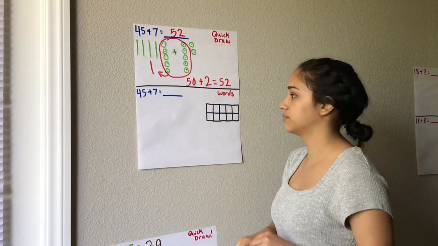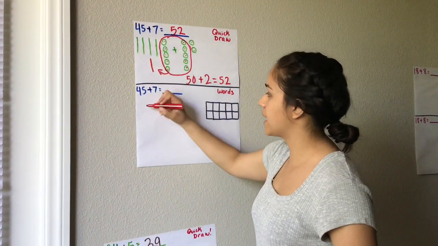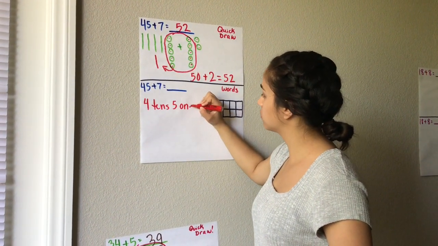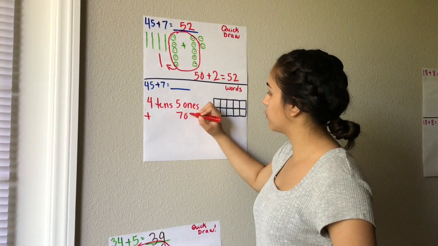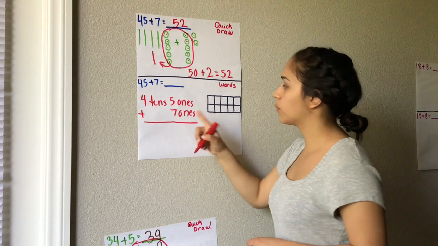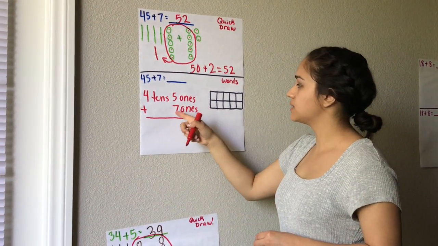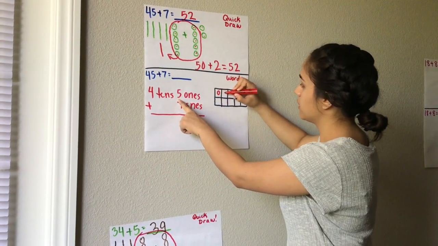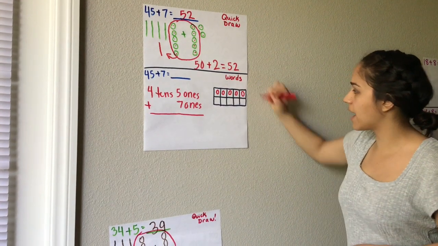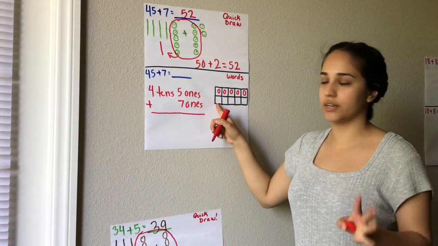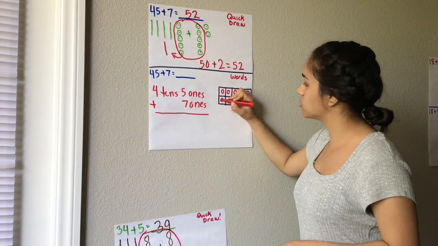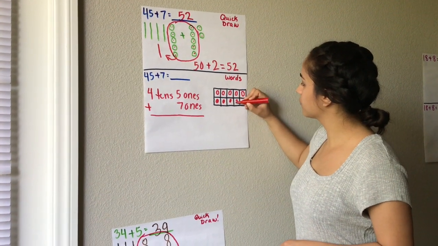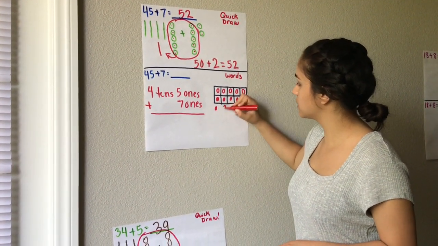Now we're going to do it in words. 45 is 4 tens and 5 ones plus the 7 ones. We're going to start by adding our ones. 7 and 5. Let's see. 5 ones is going to be 1, 2, 3, 4, 5. 7 ones, I'm going to color these in so you can tell which ones go with which number. We're doing 7 ones now. 1, 2, 3, 4, 5, 6, 7.